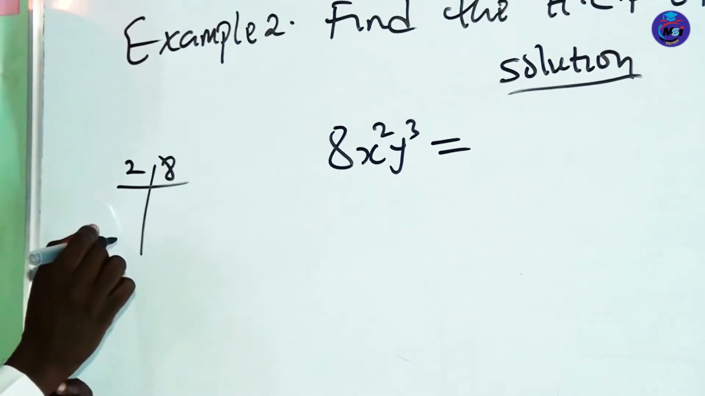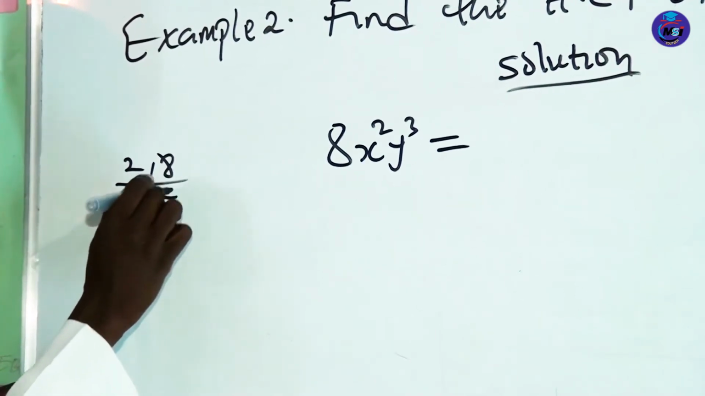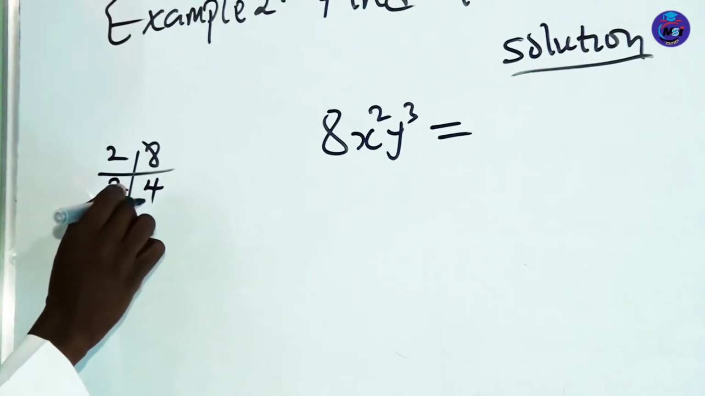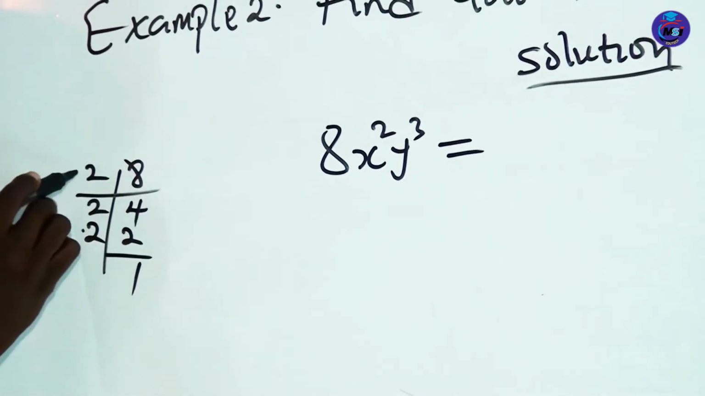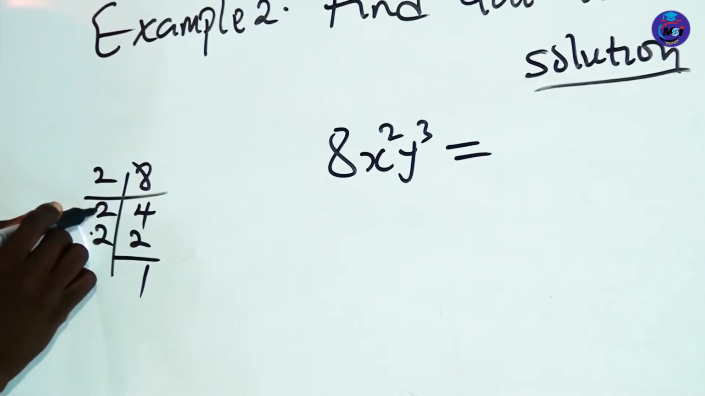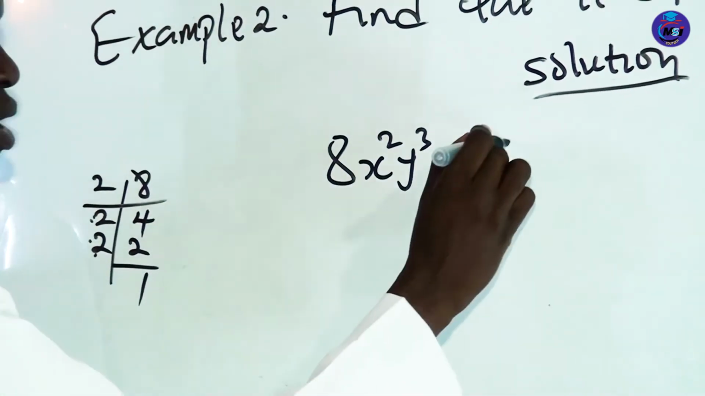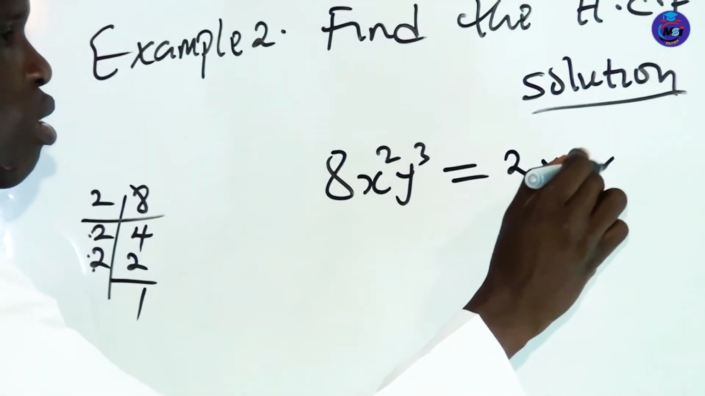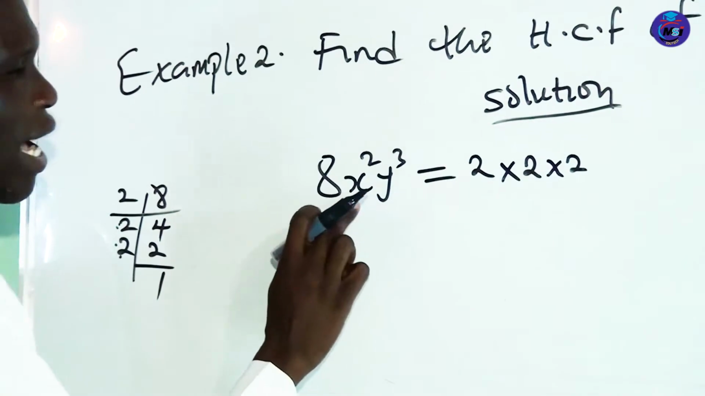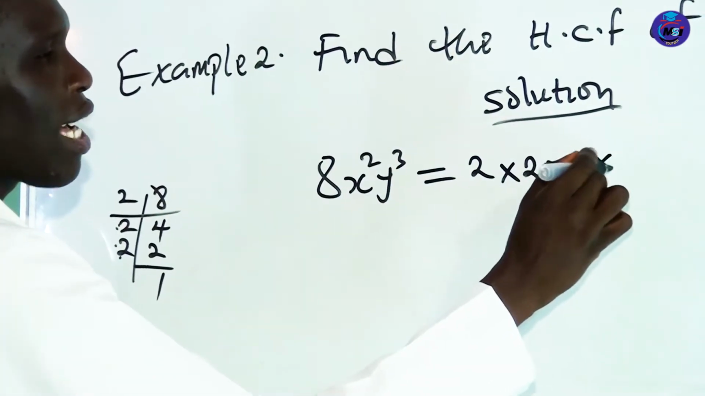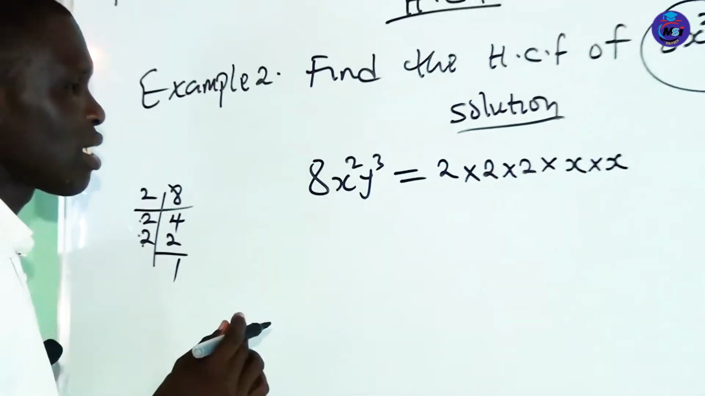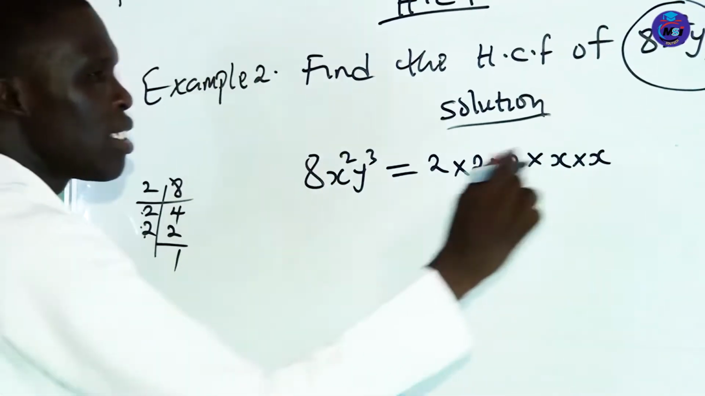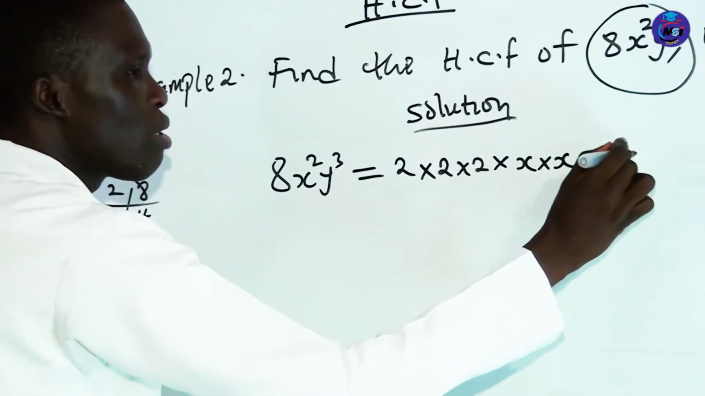2 in 8 will give us 4. 2 in 4 will give us 2. 2 in 2 will give us 1. Pick this. 2 times 2, 4. 4 times 2, 8. You have 2 times 2 times 2. x squared means x in 2 places. Y cubed means y in 3 places.